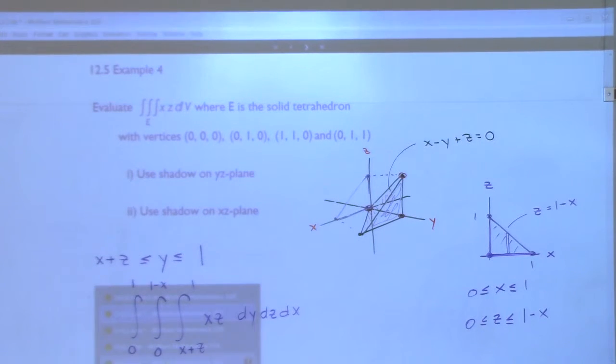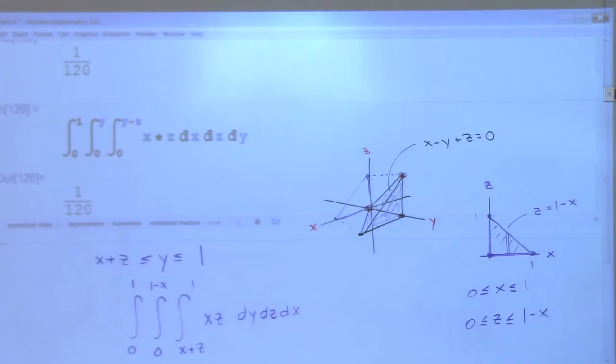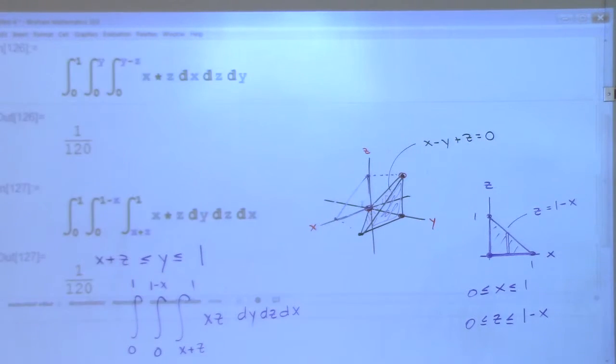And just for thoroughness, we'll do it. 0 to 1, 1 minus x here. And then this now is 1, and the lower limit of integration was x plus z. And then we're doing y, zx. And we should get 1 over 120. Yep.